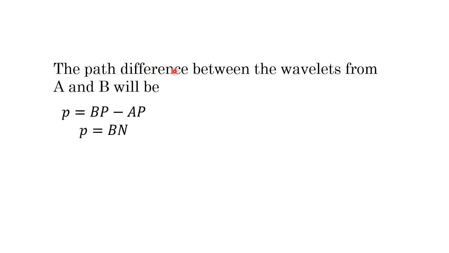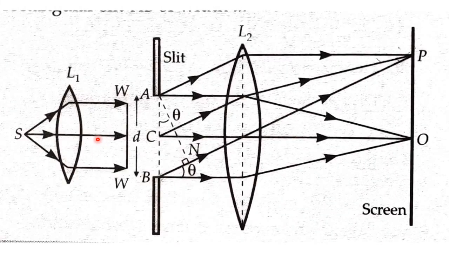So the path difference between the wavelets from A and B will be p equals BP minus AP, which is BN. The extra path travel will be your BP minus this AP. Now in our case we got the extra path travel is BN. Fine.